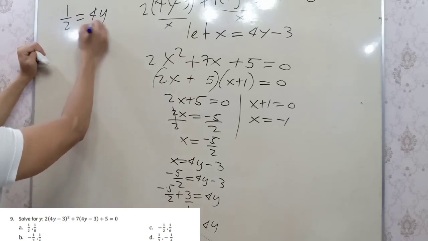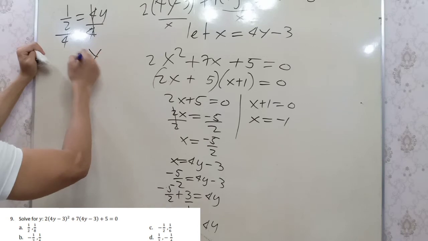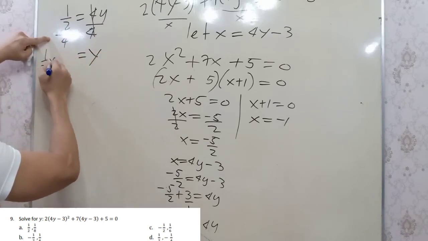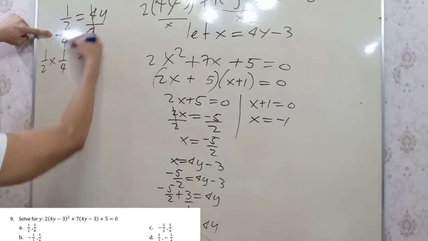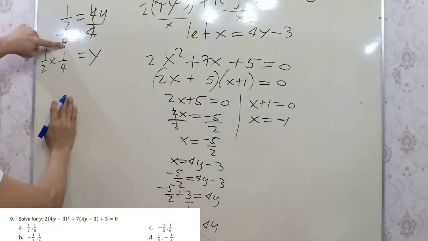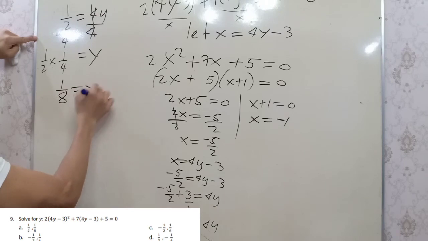Okay? Now, divided by 4, divided by 4. So, cancel that. y is equal to 1/2 divided by 4. That becomes 1 over 2 times 1 over 4, kasi i-change natin yung division sign into multiplication and take the reciprocal because this one is 4 over 1. Okay? So, y is equal to 1 over 8. This is the first value of y.